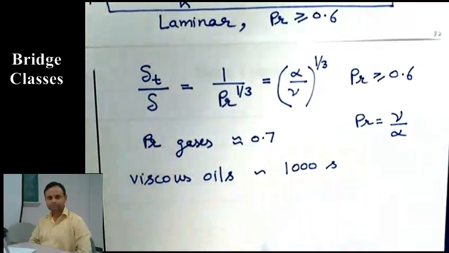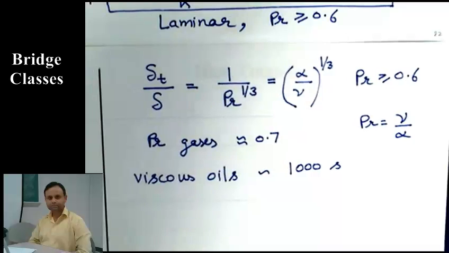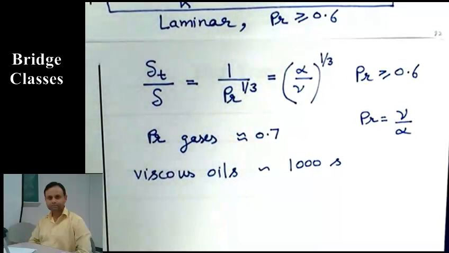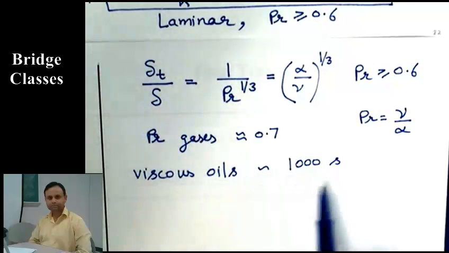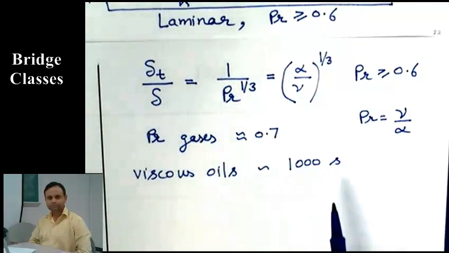So what does that mean? Which boundary layer thickness will be more? Actually, velocity boundary layer thickness will be much greater than thermal boundary layer thickness, right, for viscous oils. They are highly viscous. So the velocity boundary layer is much thicker than the thermal boundary layer.